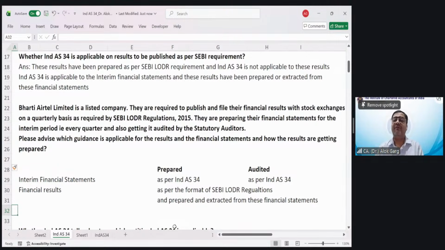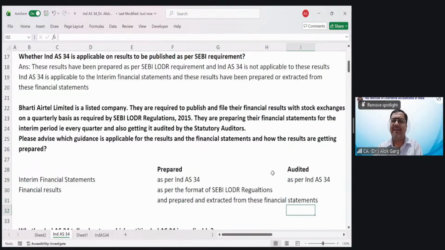So friends, so far we understood listed companies are reporting on a quarterly basis. They file their financial results. Financial results are prepared as per SEBI LODR regulation format, right? And so what about audit of financial results? Yes, the audit of the financial results. These financial results have been prepared as per SEBI LODR. Since the financial statements are audited by them, it is automatically audited. Okay, right?